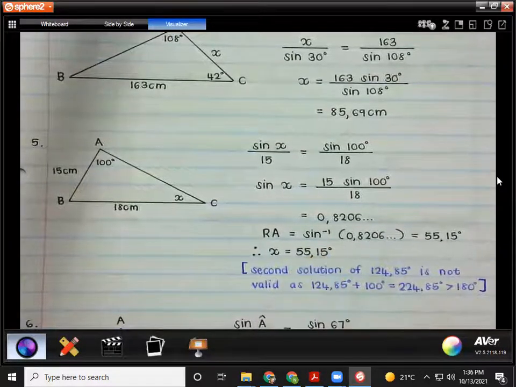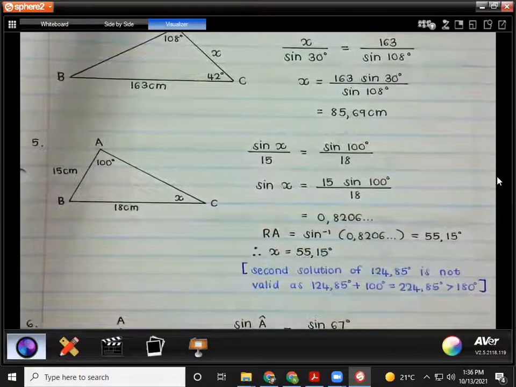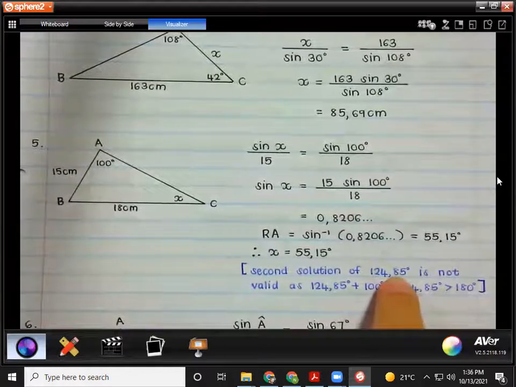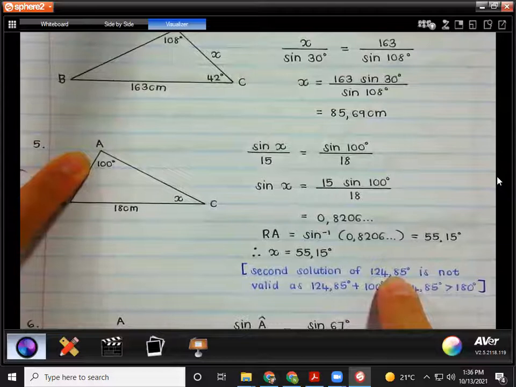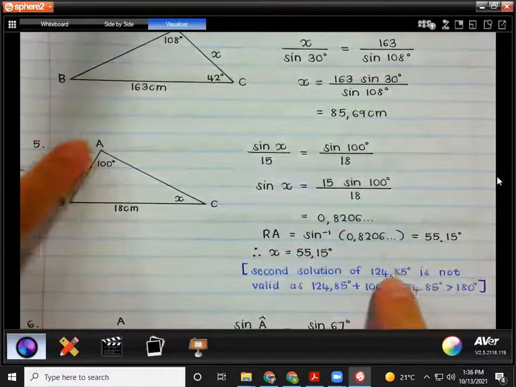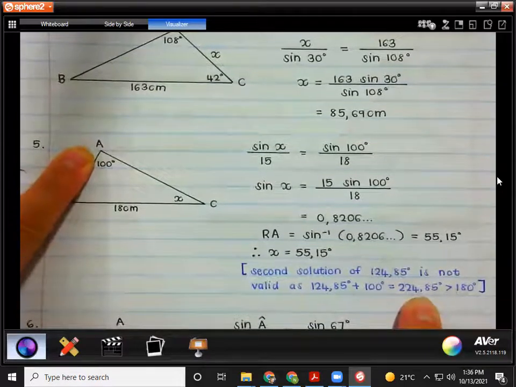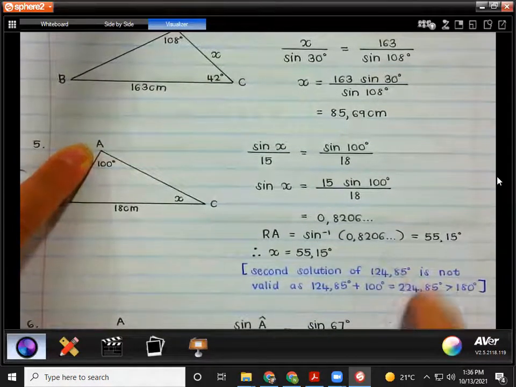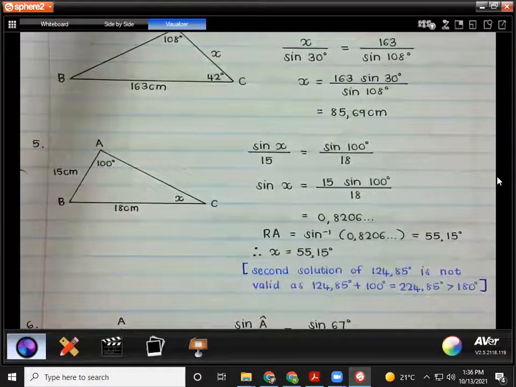Then your second answer for x would be 180 minus this, which you can just do on the calculator, which was 124.85. But we already have a 100-degree angle in that triangle. And if I add these two angles together, I get 224, which we can't possibly have in a triangle. It's bigger than 180. So that is why for this question, the second solution was not valid.